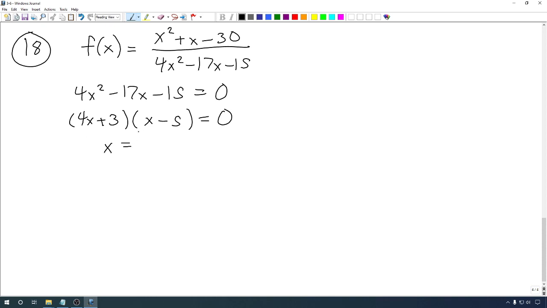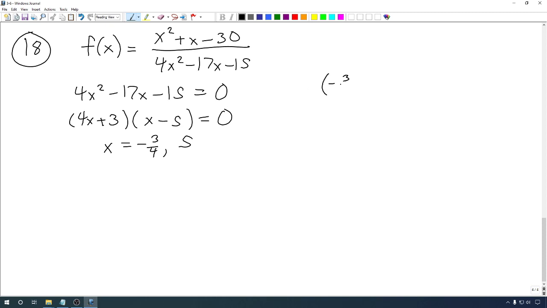And this gives us possible places where this equals 0. Well, we have a 5 from here, and from here, we have to set this equal to 0 and solve. That means 4x has to equal negative 3, or in other words, x has to be negative 3/4. These are the two places where the polynomial on bottom is equal to 0. We're going to go ahead and plug these into our numerator just to see if they necessarily are going to be places that would have a vertical asymptote or not.